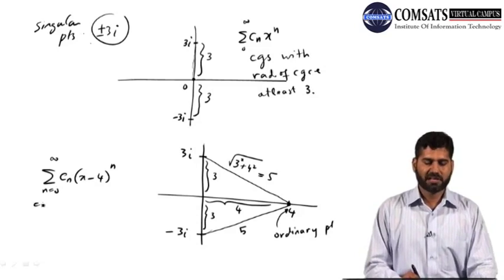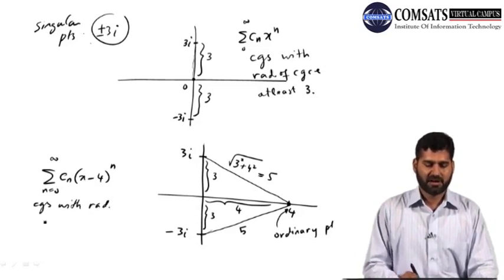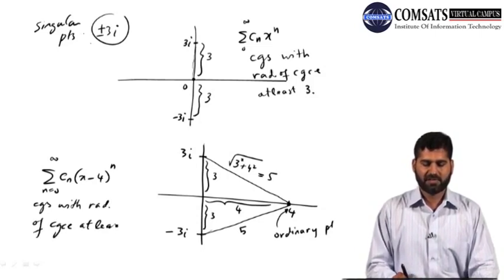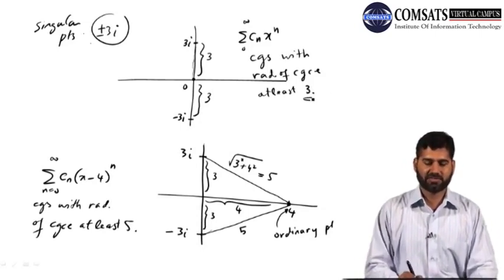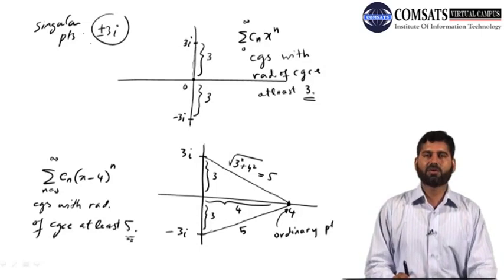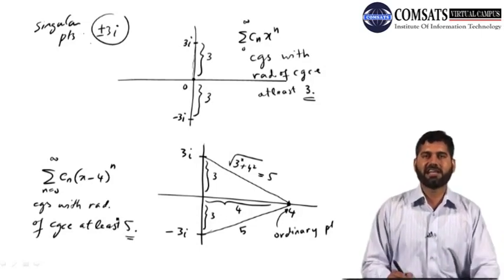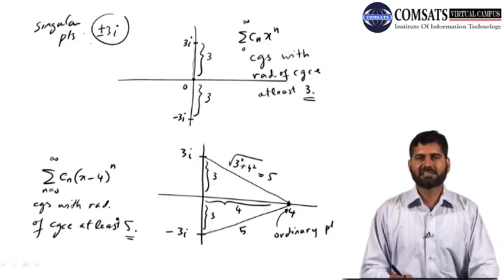So it means this will converge with radius of convergence at least 5. In this case you will have radius 5, in this case you have radius 3. Alright, so that's how you can, this is another way of finding the radius of convergence if you are writing the series solution about an ordinary point.